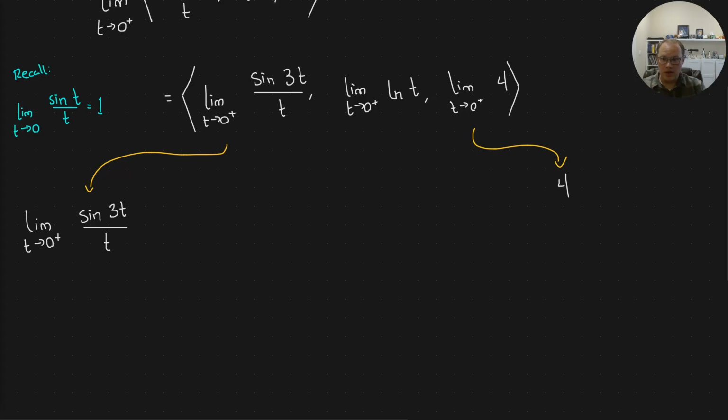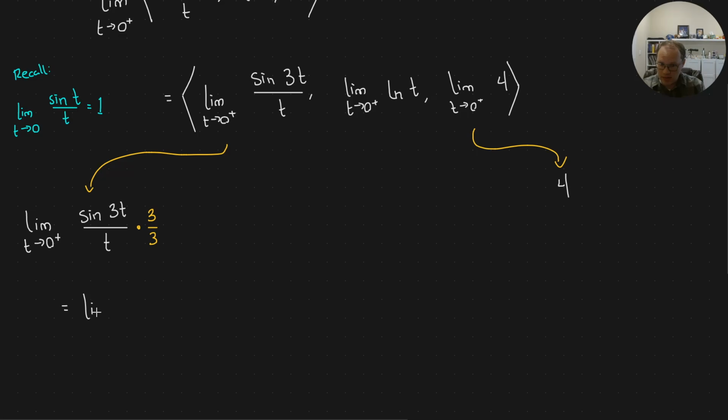What we want to do here is get the same pattern here. Now, there's no easy way to get this 3 out of the sine function. What would be easier is to get a 3 down here. That way, these will approach 0 at the same rate. Okay? So what I'm going to do is multiply top and bottom of this fraction by 3.